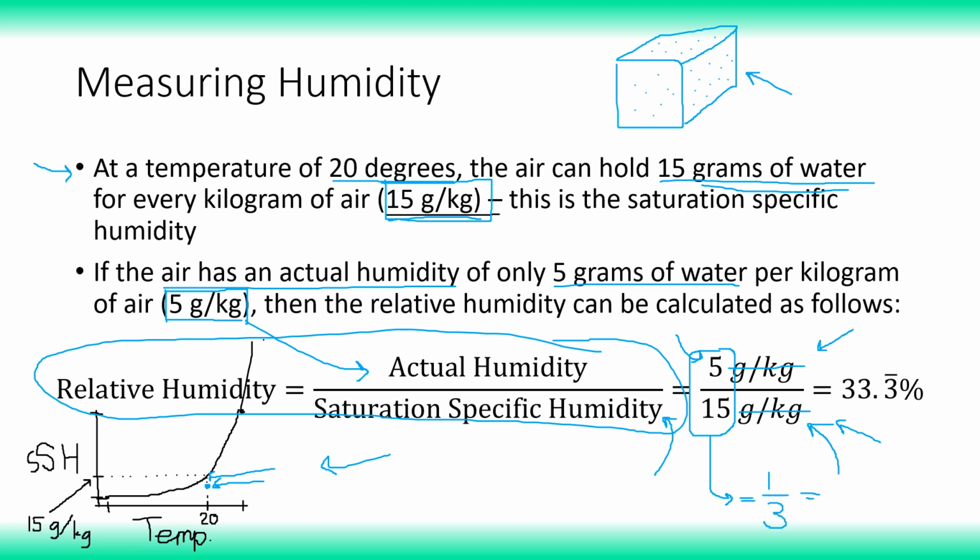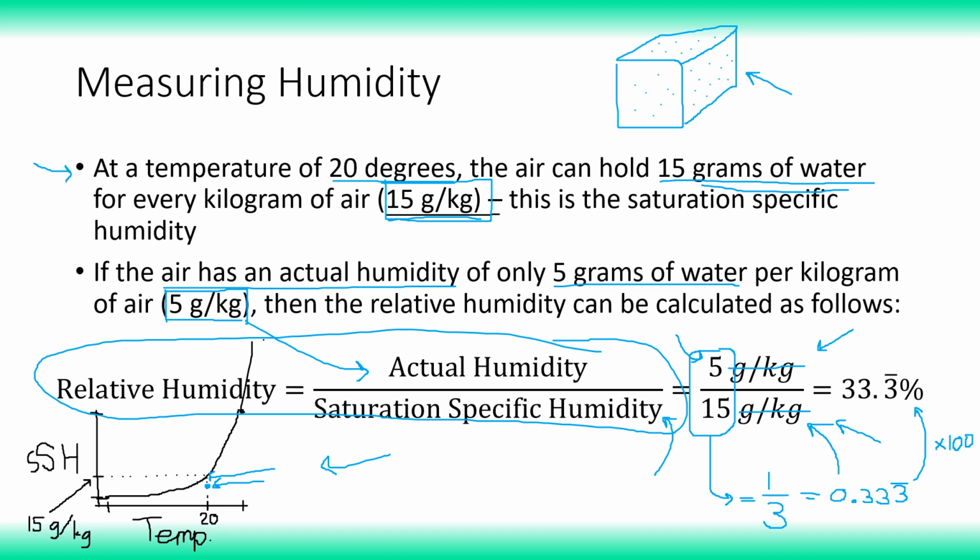As a decimal, that's 0.333, and so on. And the bar above the 3 means that that 3 repeats forever. And then to go from a decimal to a percentage, we just multiply by 100. So you get that the relative humidity is 33.333333%.